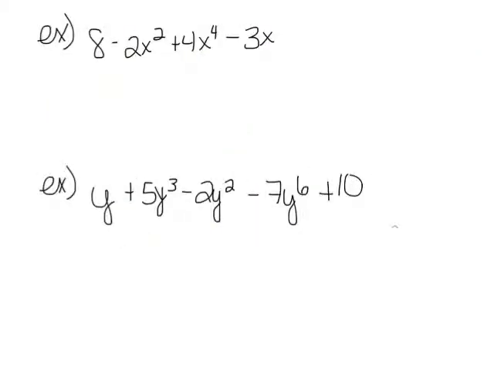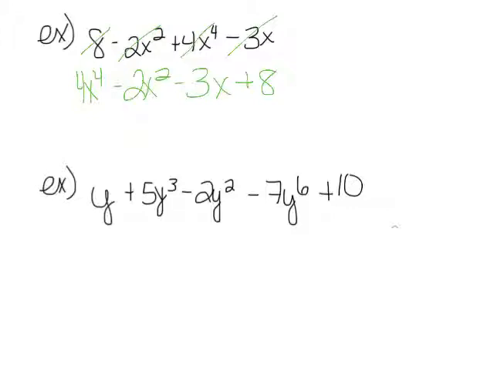Go ahead and pause the video and try these two examples on your own. For our first example, I'm going to have 4x to the fourth minus 2x squared minus 3x plus 8. And it's a little helpful tool to always cross off your terms as you're working so that you know that you've already written that term. So you're starting off with your greatest and you're going all the way down to your least degree term.